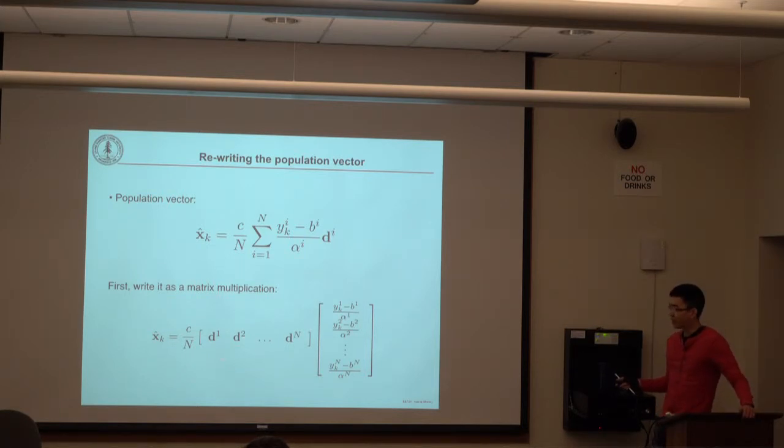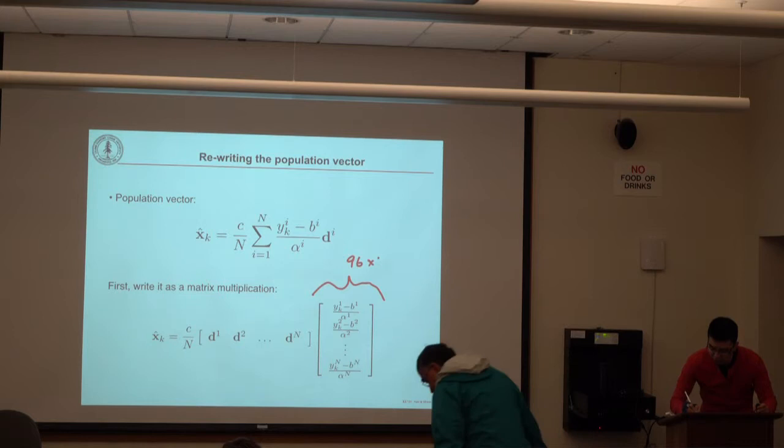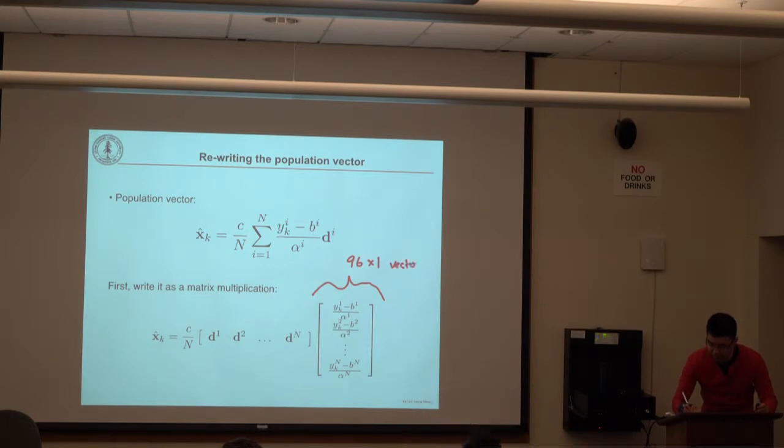So can someone tell me what the dimensionality of this matrix right here is if n equals 96? So we know that this vector right here has a bunch of numbers going from y1 to yn. So this is a 96 by 1 vector. And we know that our kinematics are what dimensionality. So here we're just decoding x velocity and y velocity.